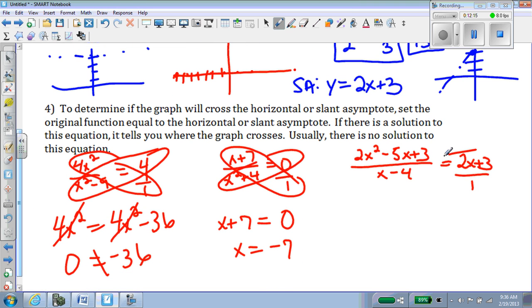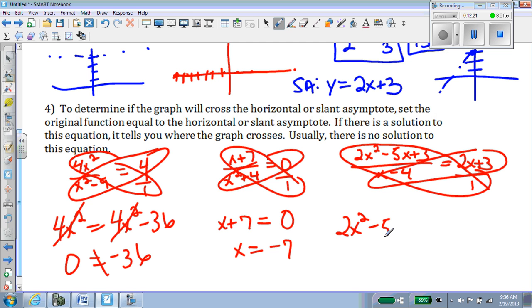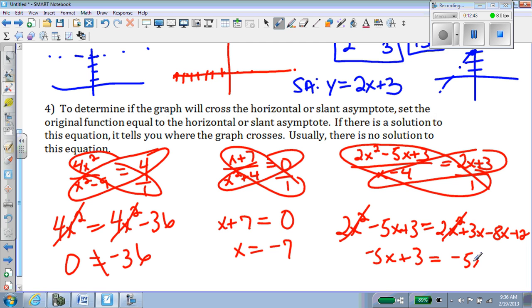Here we have cross product. 2x squared minus 5x plus 3 equals, let's see, 2x squared plus 3x minus 8x minus 12. So 2x squareds are going to cancel. We get minus 5x plus 3 equals minus 5x minus 12. Add 5x to both sides. I get 3 equals negative 12. Not true. So my third graph is not going to cross its slant asymptote. Okay, those are some skills we'll need for tomorrow.